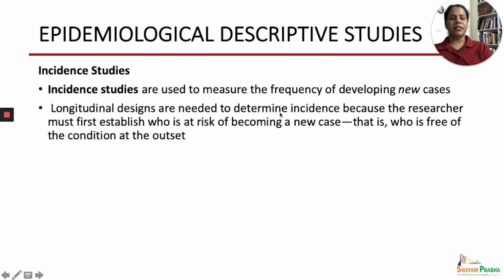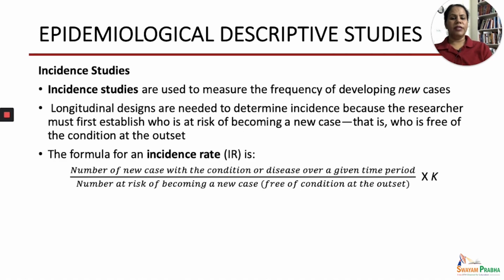Here, longitudinal designs are needed to determine the incidence because the researcher must first establish who is at risk of becoming a new case, that is, who is free from the condition at the outset. So we need to determine how many persons in your population are not having that particular disease, but they are at risk of getting that disease. That has to be established first, and then you keep on studying the frequency of developing the new cases out of the population at risk, and based upon that you find out the incidence of that particular disease.